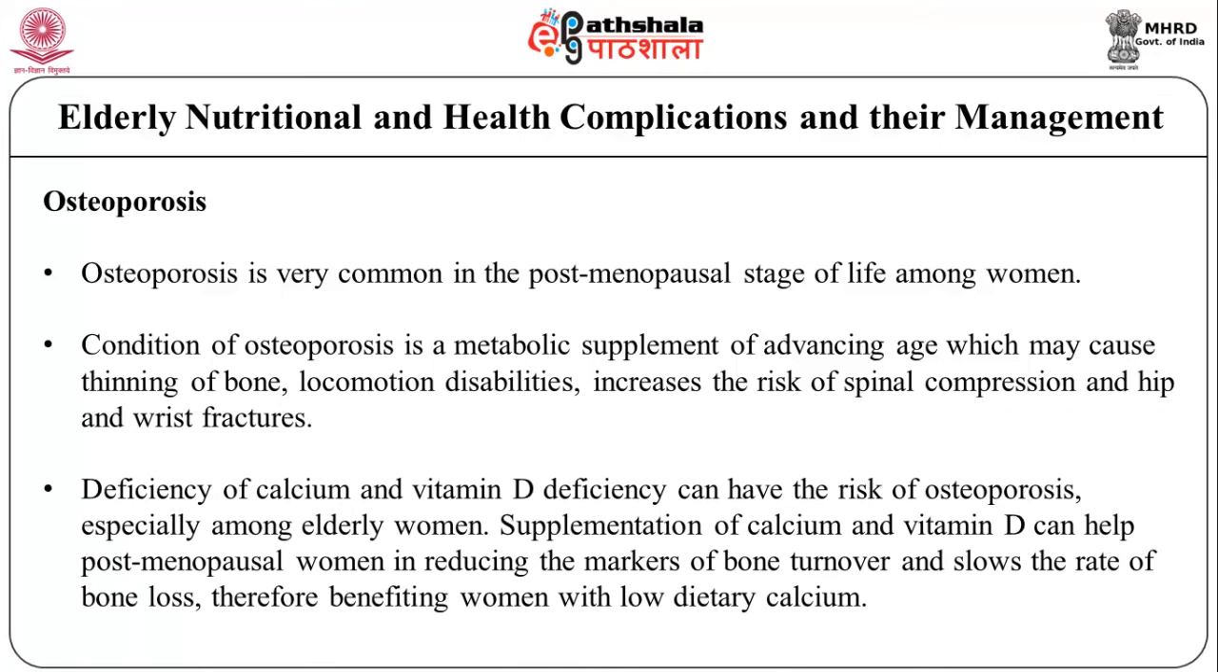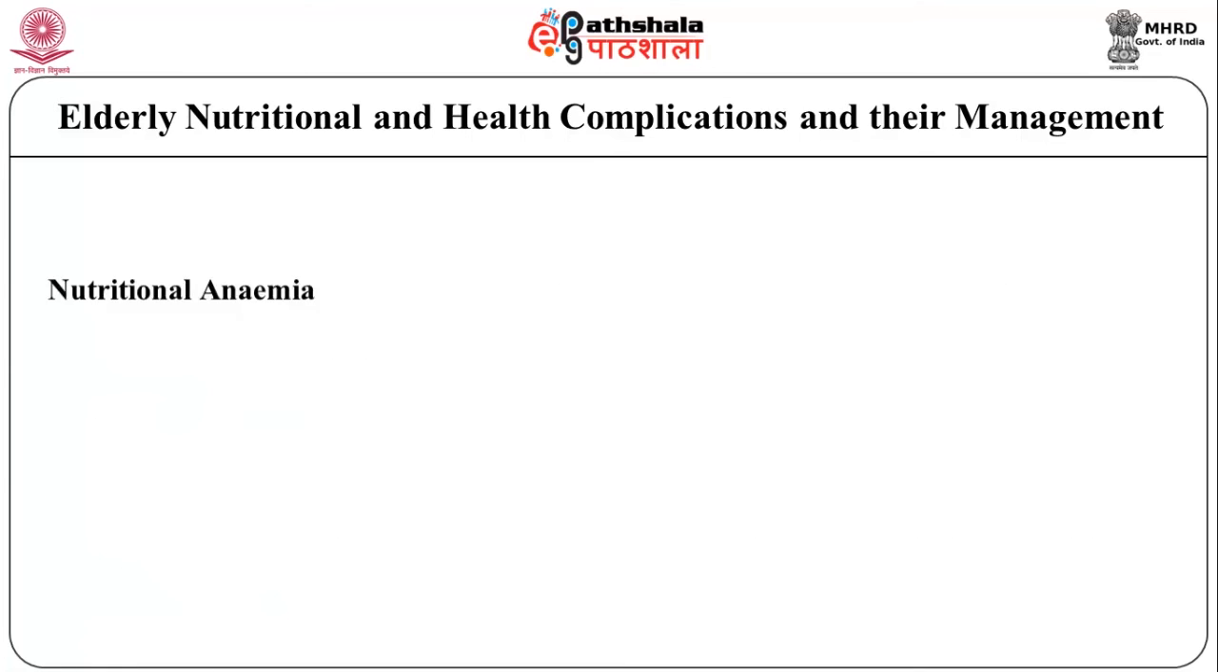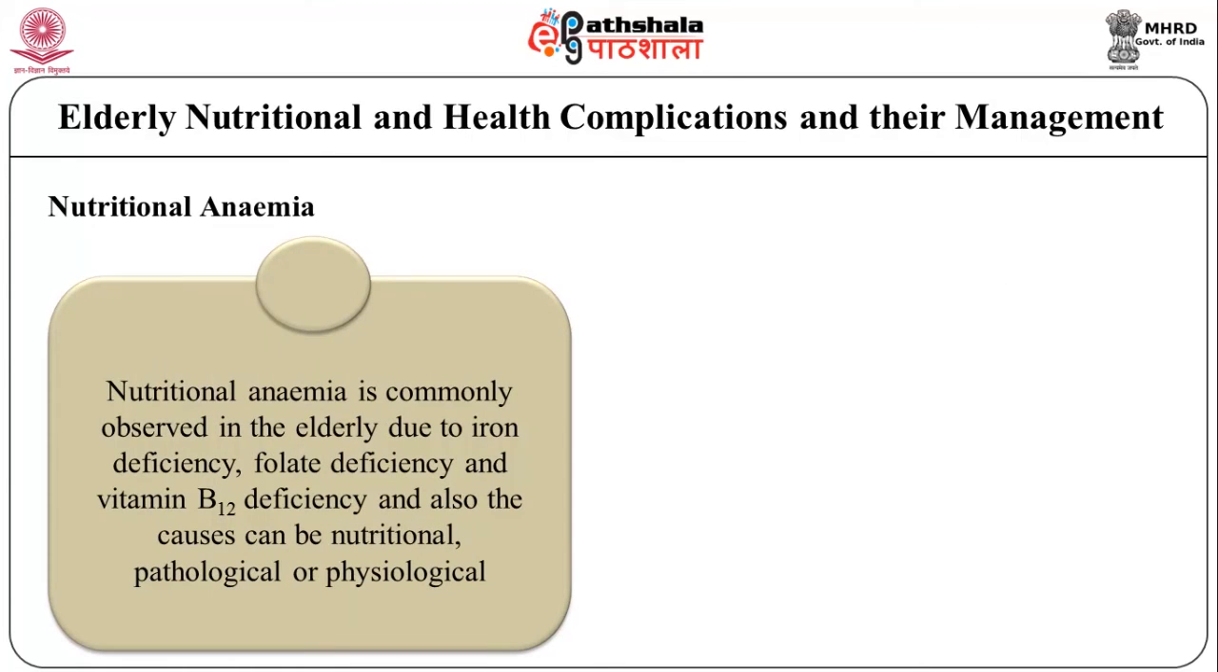Supplementation of calcium and vitamin D can help postmenopausal women by reducing the markers of bone turnover and slowing the rate of bone loss, therefore benefiting women with low dietary calcium. Nutritional anemia is commonly observed in the elderly due to iron deficiency, folate deficiency, and vitamin B12 deficiency, and the causes can be nutritional, pathological, or physiological. Iron status is usually affected by the physiological constraint of poor absorption and utilization, along with consumption of heme sources, green leafy vegetables, and fruits.